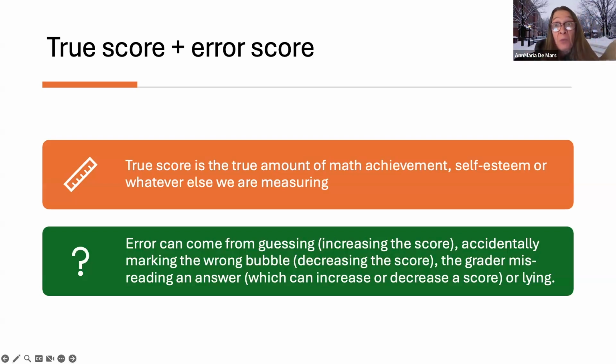The grader could misread their answer. So that can either increase or decrease the score. And then there's just flat out lying. Now, if we're talking about tests of achievement, we're assuming that if you knew the answer, you gave the answer. But if we're looking at things like self-esteem or motivation or alcohol use, people don't always tell the truth. So all of those things can increase your error.